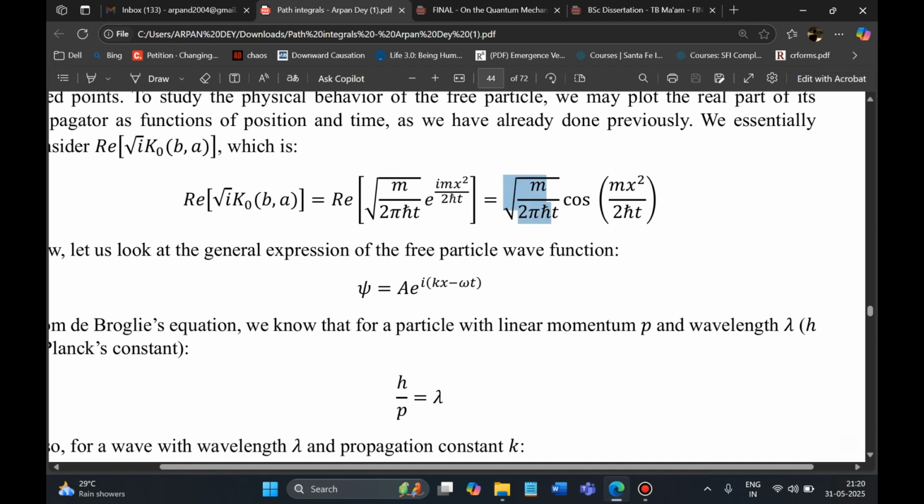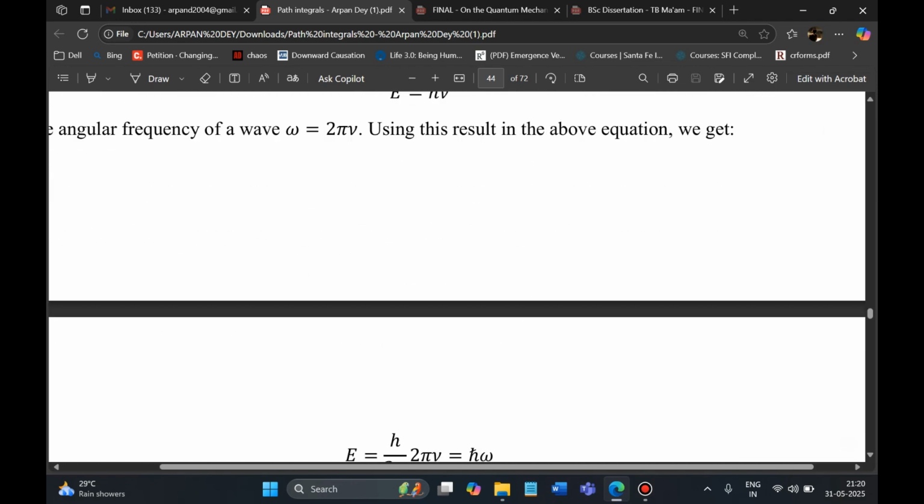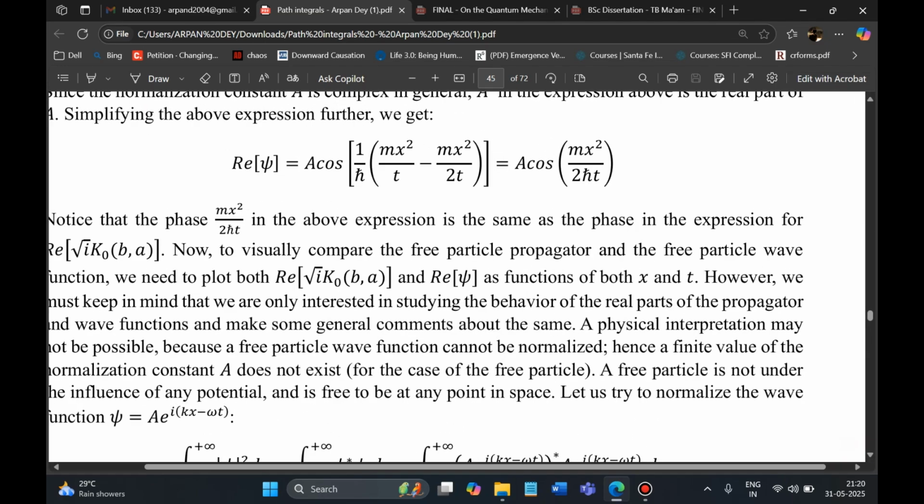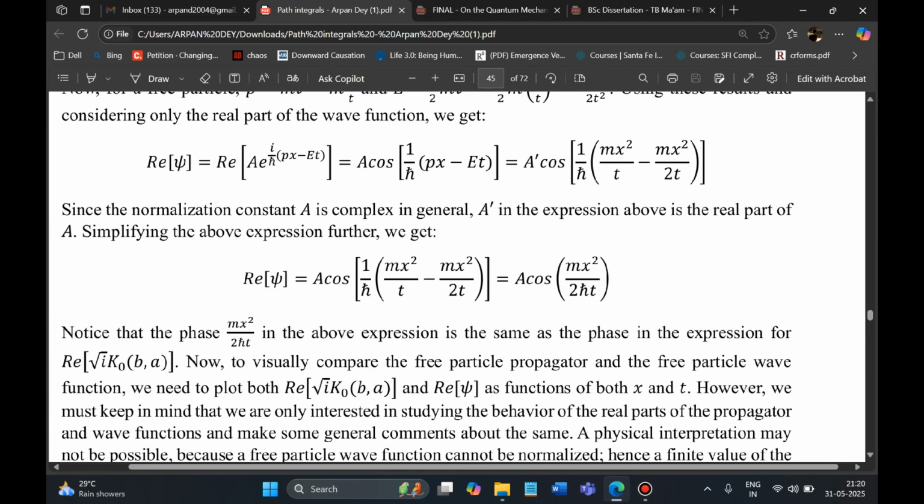For the propagator, we see that the normalizing factor is a function of time. It's under root m over 2 pi h bar t. So it's a function of time. But in this case, it is just a normalizing constant a, and we know that this a cannot be a function of time. When we're defining the wave function, a is just a normalization constant. This cannot be a function of time. So here we see a difference.